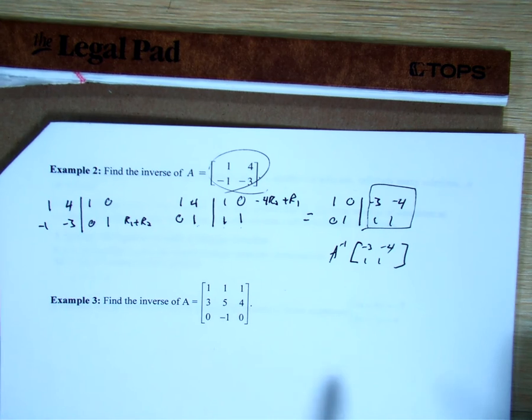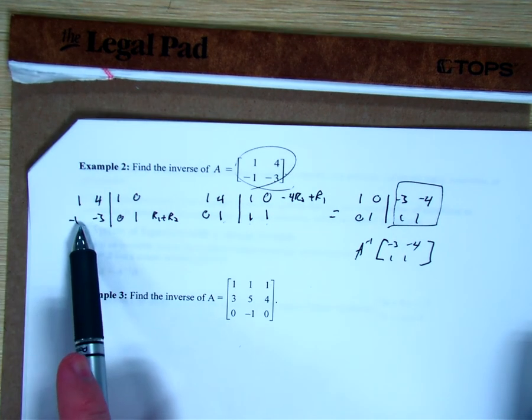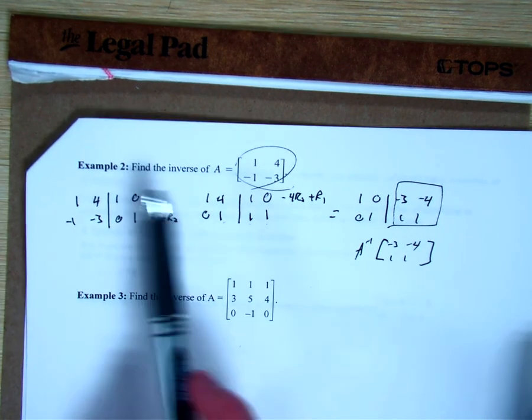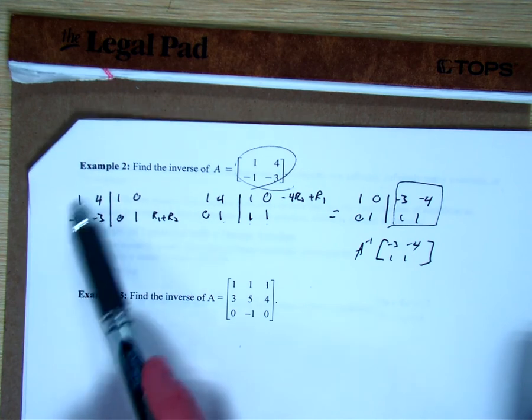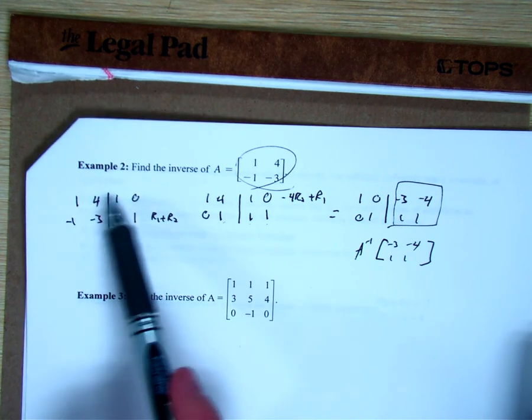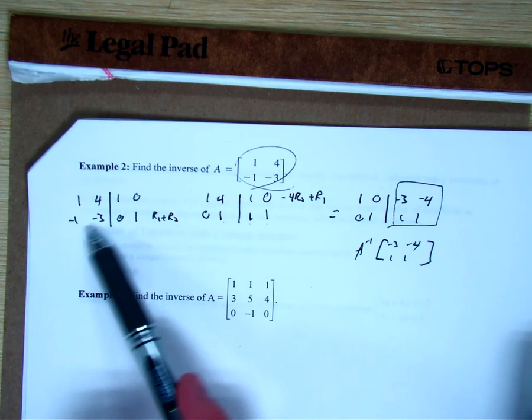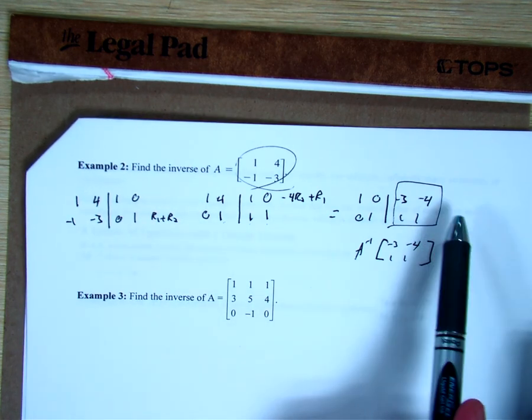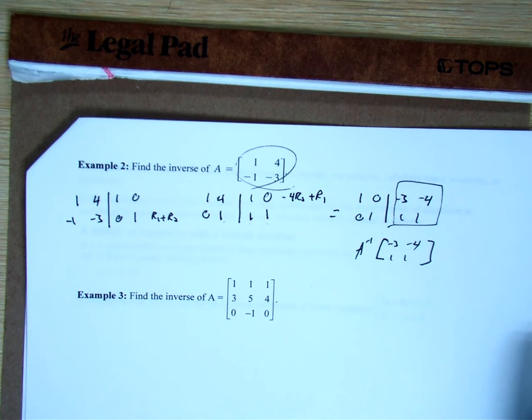Okay, so you had your original matrix on the left. We put the inverse, or we put the identity matrix on the right. 1, 0, 0, 1. Regular matrix, identity matrix. Okay, now we do the row operations to change this one into the identity matrix, and whatever happens to this side, that is what our inverse is to A.